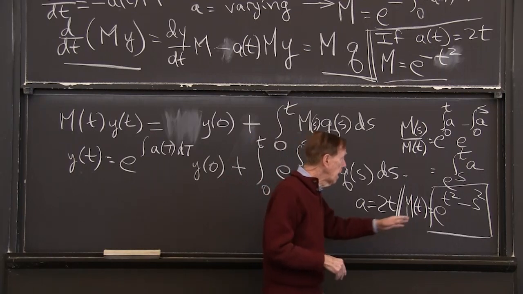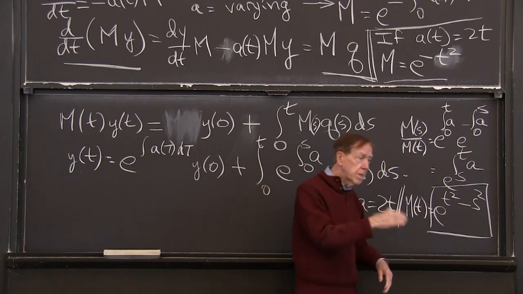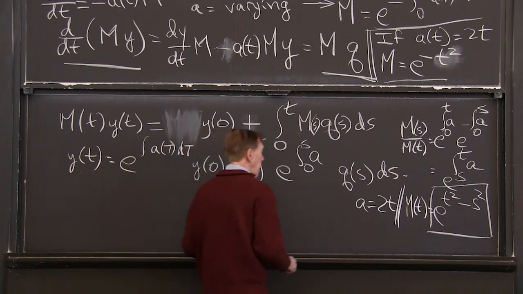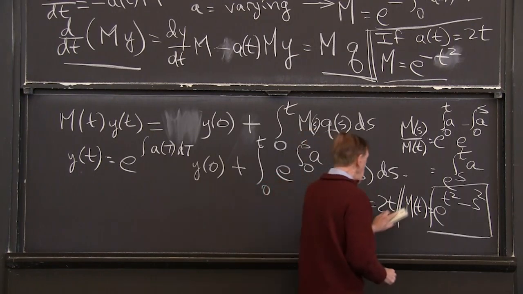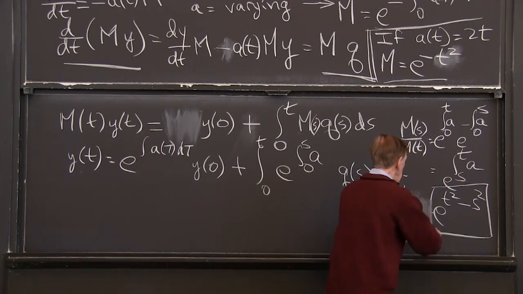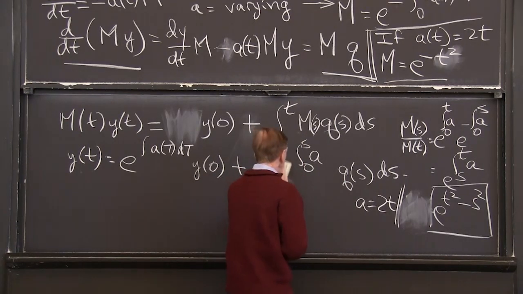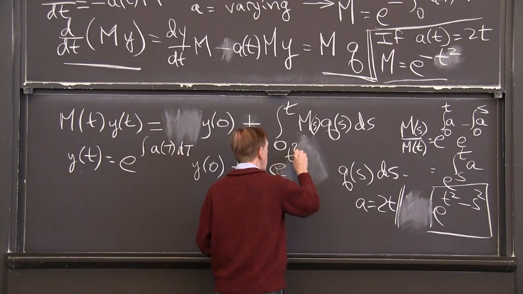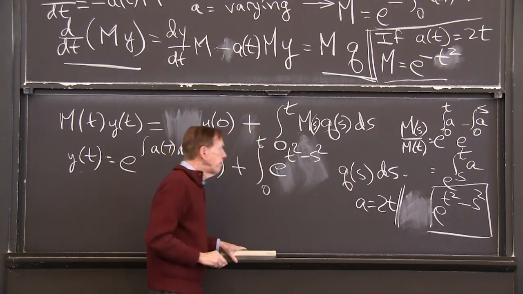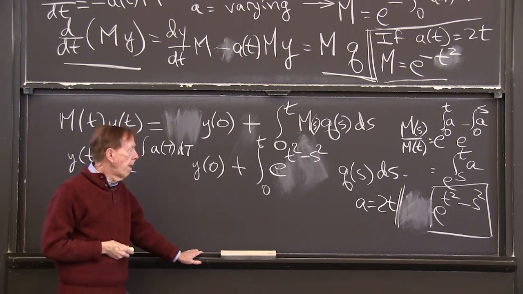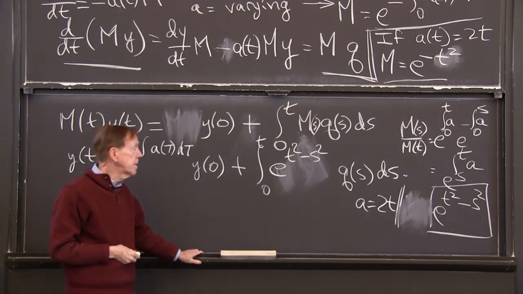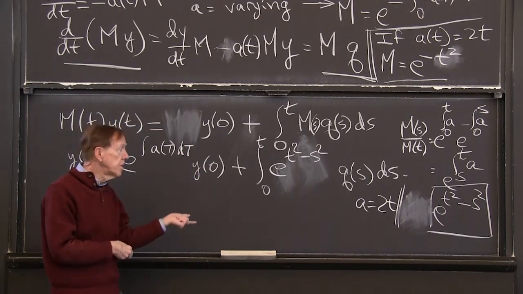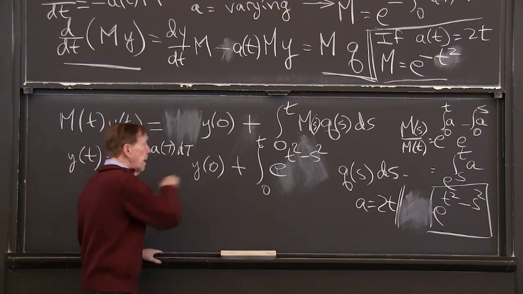But now a is varying, and the growth factor between s and t is e to the t squared minus s squared. So that's what goes in here. That's the growth factor. May I just put it in here in this example? It's e to the t squared minus s squared. Instead of e to the a times t minus s, I now have t squared minus s squared because I had an integral of a of t, and a is not constant anymore. This is my example.